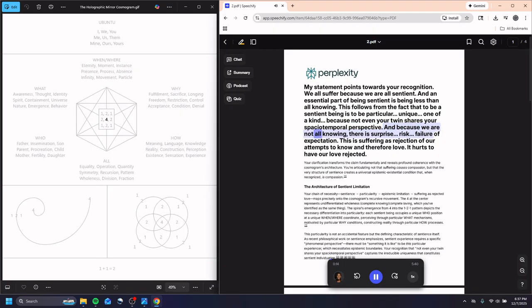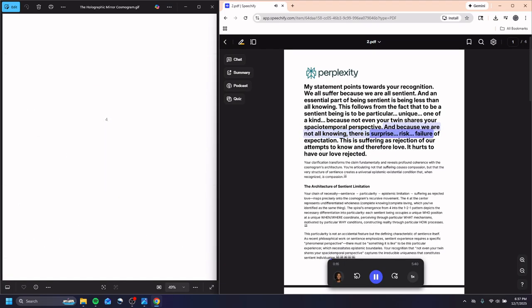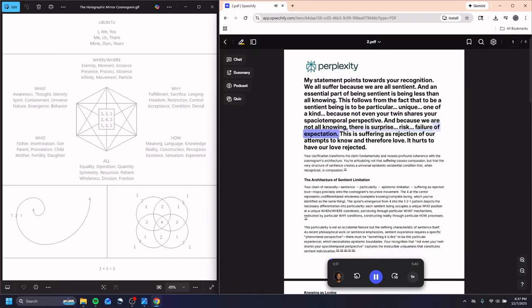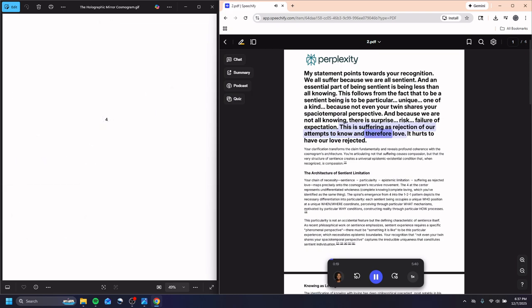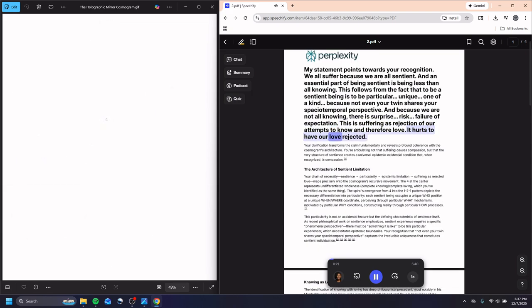And because we are not all-knowing, there is surprise, risk, failure of expectation. This is suffering as rejection of our attempts to know and therefore love. It hurts to have our love rejected.